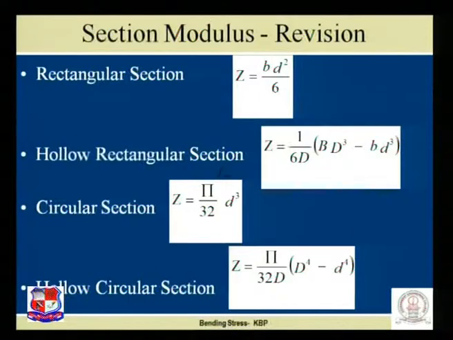For full circular section, Z is equal to pi by 32 d cube. It is interesting to note that Z is equal to I by y max, where I is pi by 64 d raised to 4, while y max is d by 2, so we got pi by 32 d cube, that is the Z for circular section. For hollow circular section, Z is equal to pi by 32 capital D bracket D raised to 4 minus d raised to 4, where capital D is the outer diameter and small d is the inner diameter of the section.